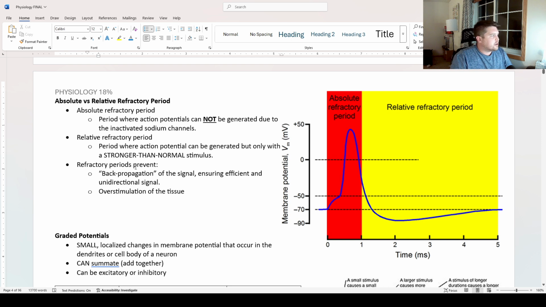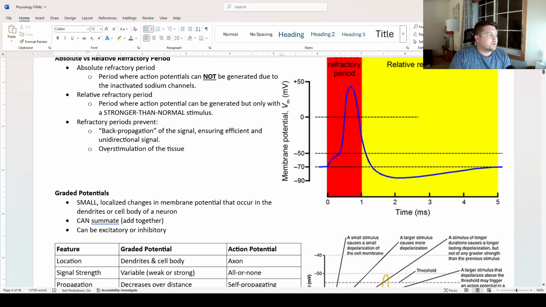The refractory periods also help with avoiding what's called back propagation, because we want these signals to always travel in one direction. We don't want them traveling down both ends of the nerve. We want it just going in one simple direction. So this absolute refractory period and the inactivation of some of those ion channels helps to make sure that the signal travels in one proper direction. It also helps to avoid overstimulation of our tissue.